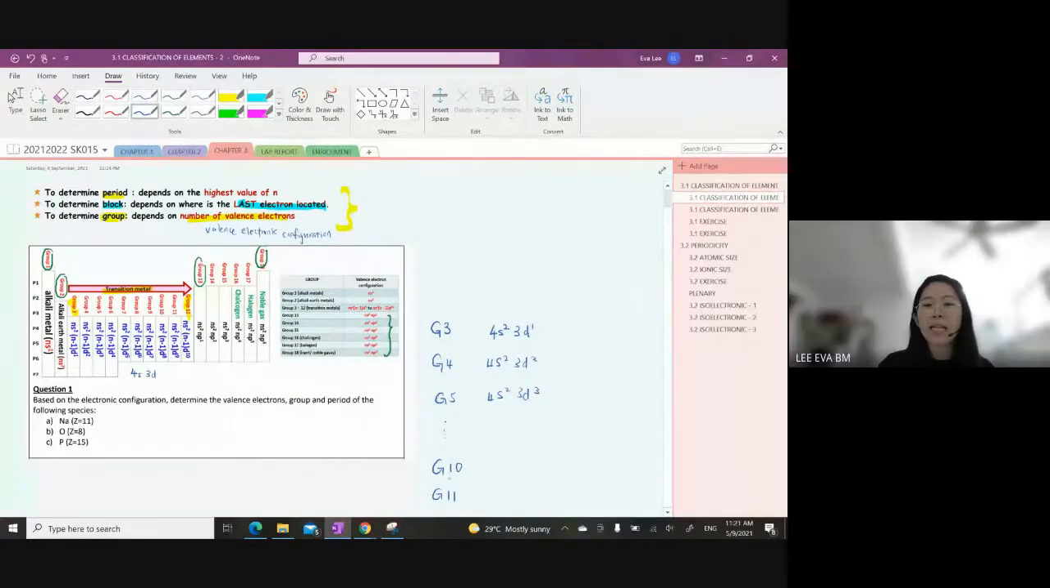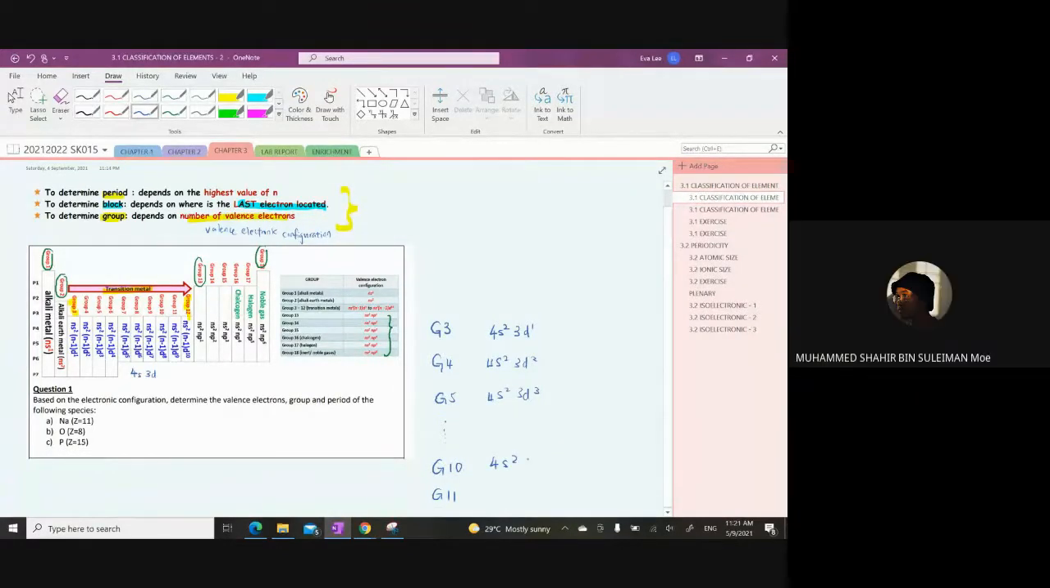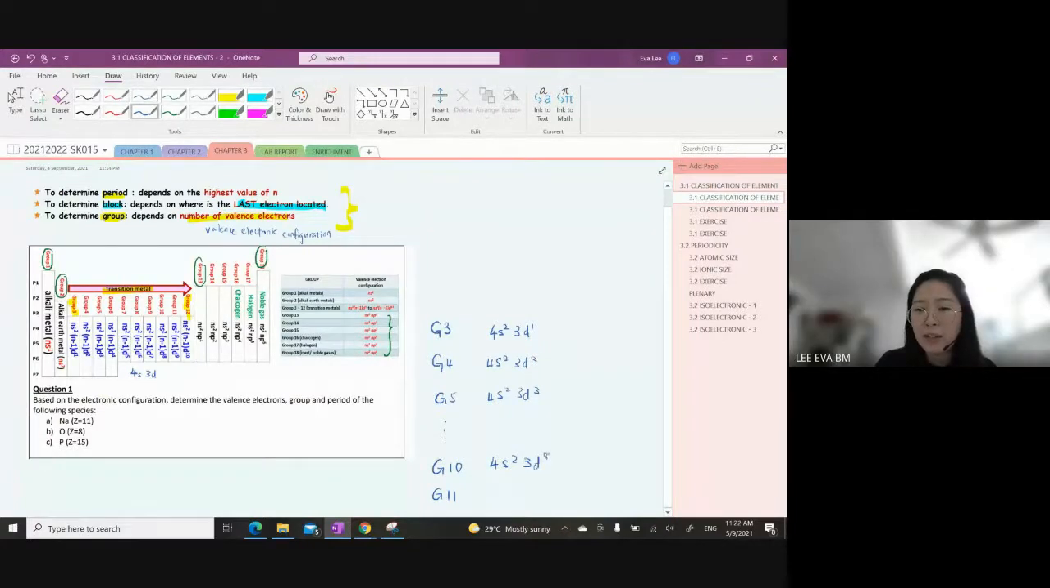So madam wants to ask, if madam wants to take valence electronic configurations from group 10, what will it be for the valence electronic configuration? 4s2 and 3d8. Okay, so total up over here. If you can see 4s2 3d8, total valence electrons will be 10 valence electrons. Therefore, it is from your group 10. And then if from group 11, 4s2 3d9.